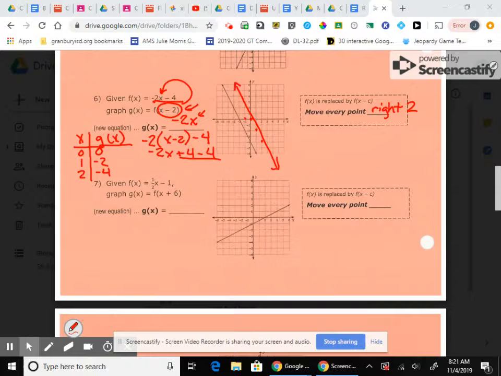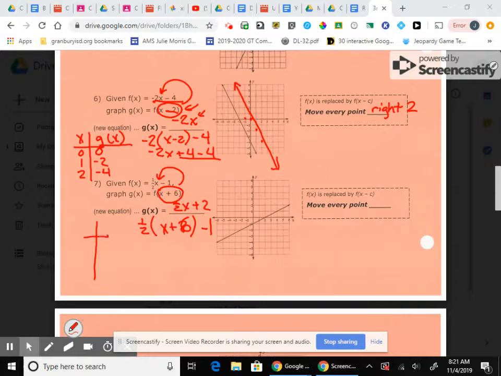Number 7, come up with our new equation. So I'm going to take x plus 6 and substitute it in for x. So I'm going to have 1/2 (x plus 6) minus 1. Again, if I know that subtracting 2 inside the parentheses shifts it to the right 2, think about where it should move when I'm adding 6 to the inside. So my new equation is going to be 1/2 x, half of 6 is 3, 3 minus 1 is 2. So my equation is 1/2 x plus 2.